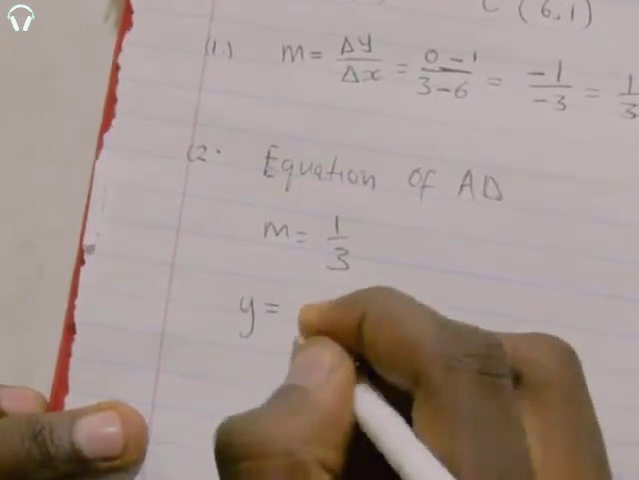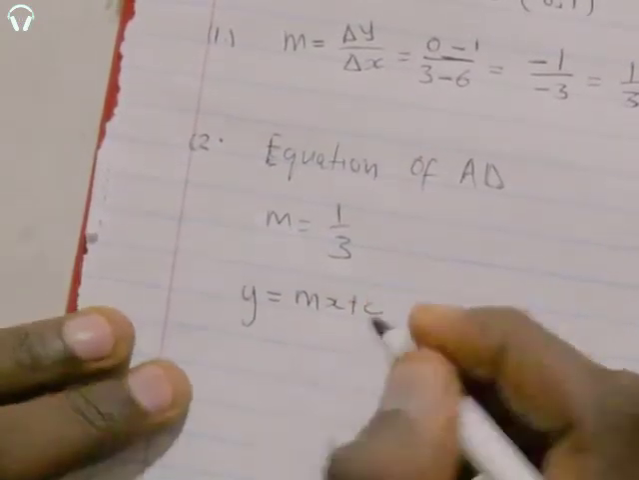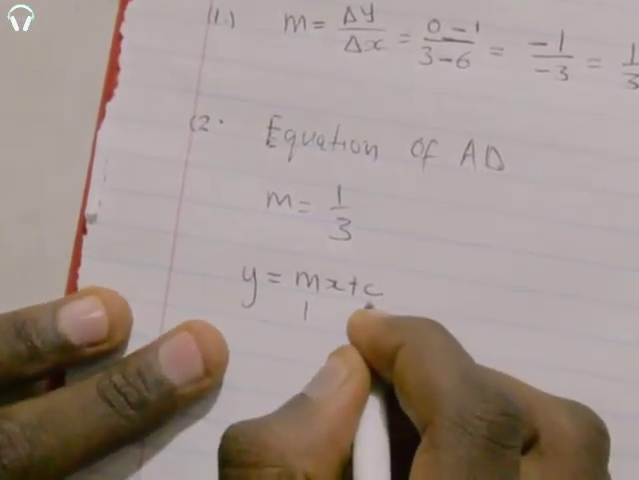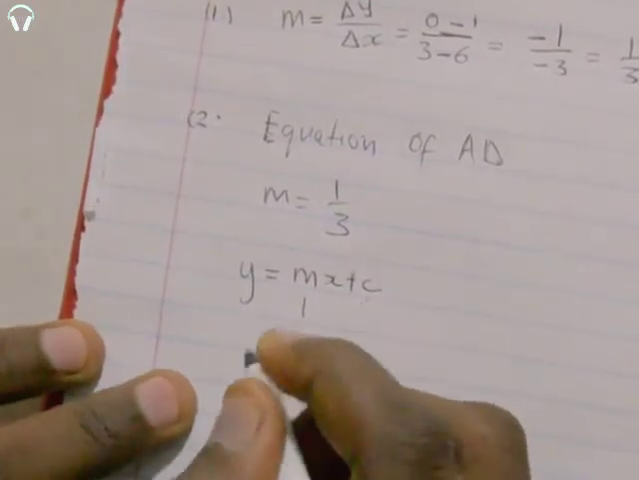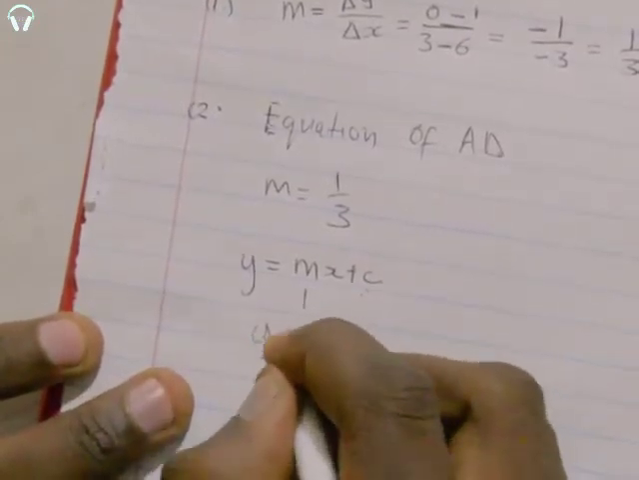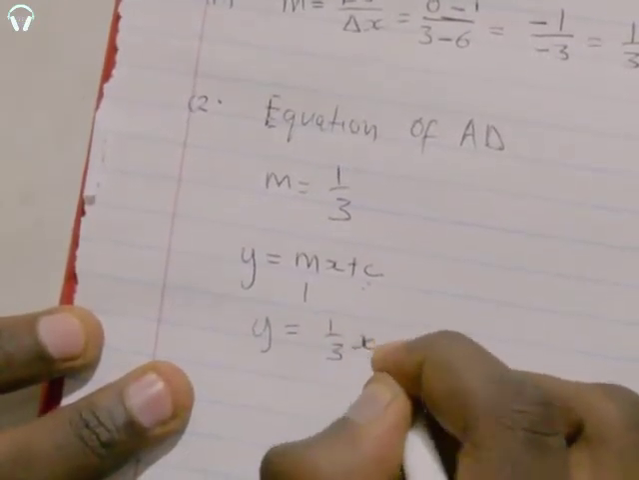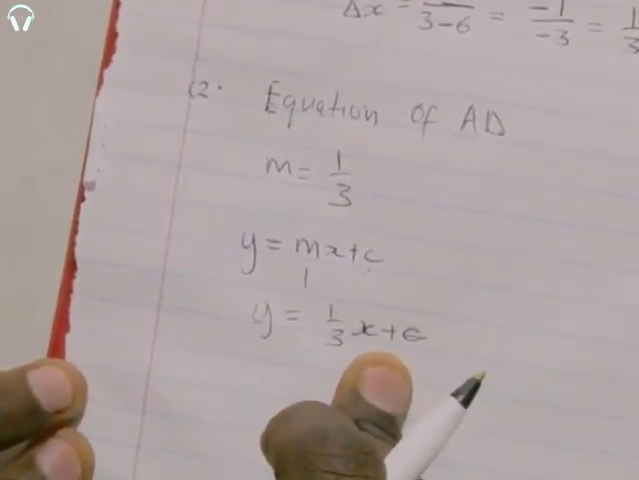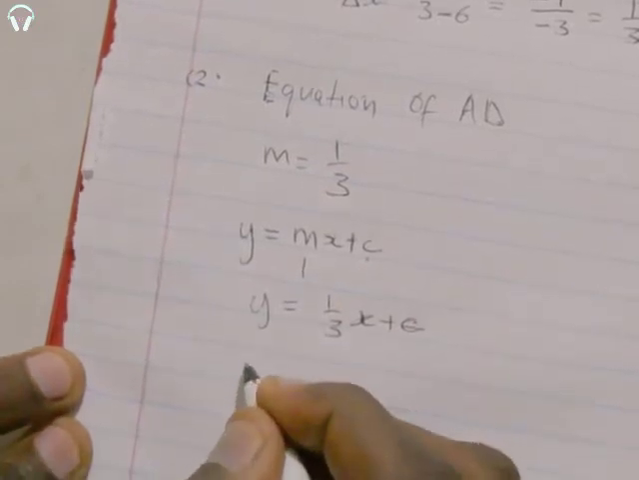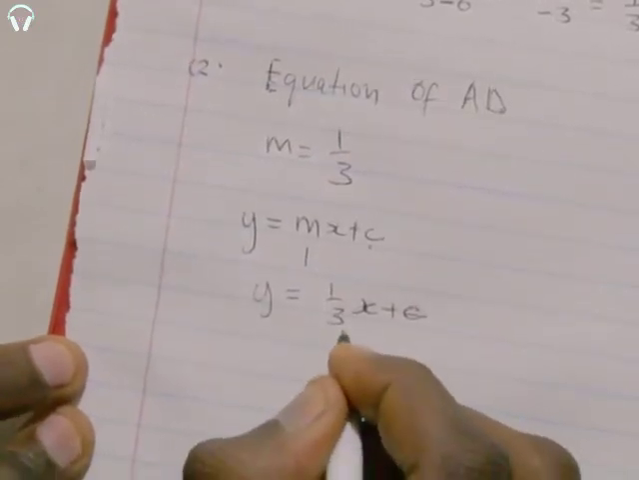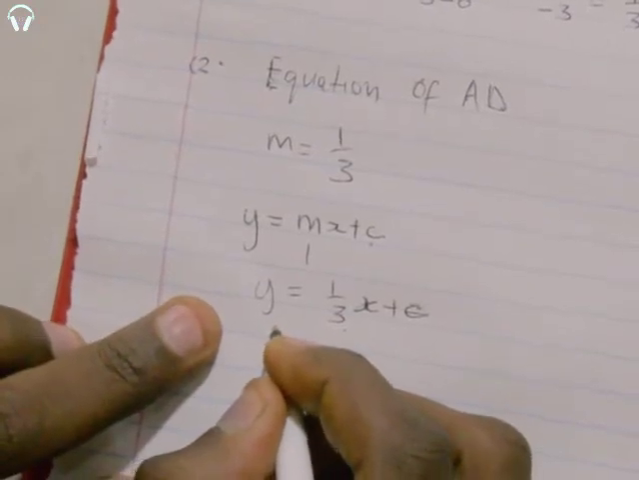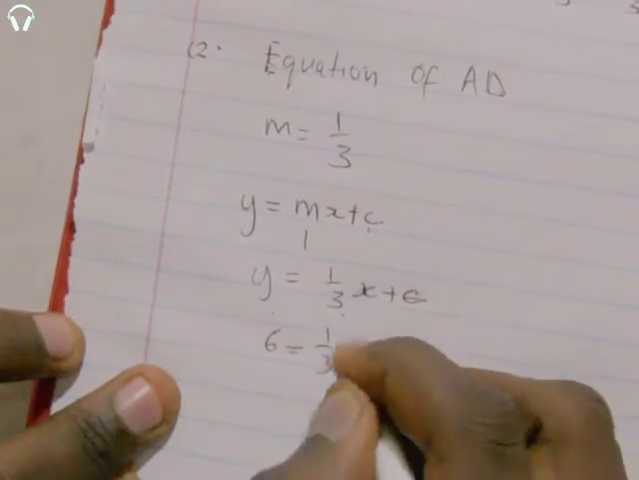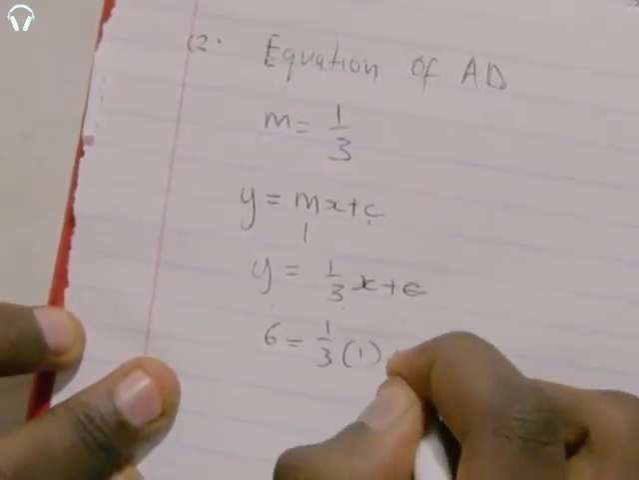Generally, our equation is written as y equals mx plus c. We have our m from our previous question. The only thing that we need is c. So we substitute: y equals 1 over 3 x plus c. Now, in order to get c, we must use point A with coordinates 1 and 6. So wherever you see x, you substitute with 1, and wherever you see y, you substitute with 6 in order to get c. So y becomes 6, 1 over 3, x becomes 1, plus c.